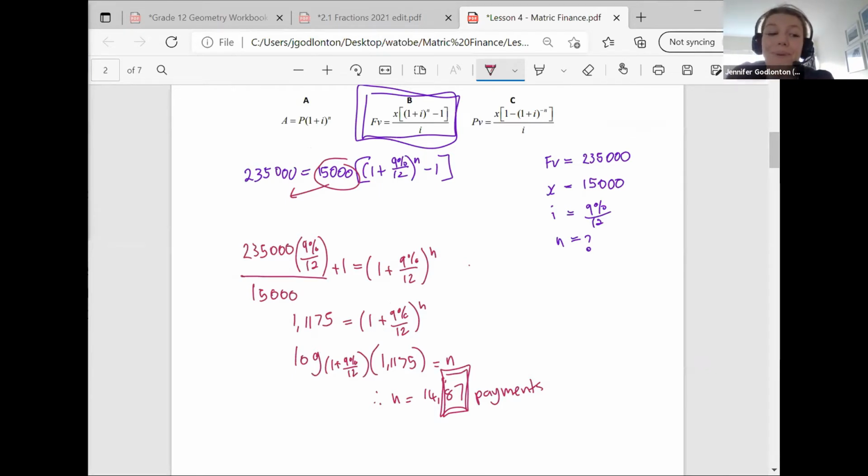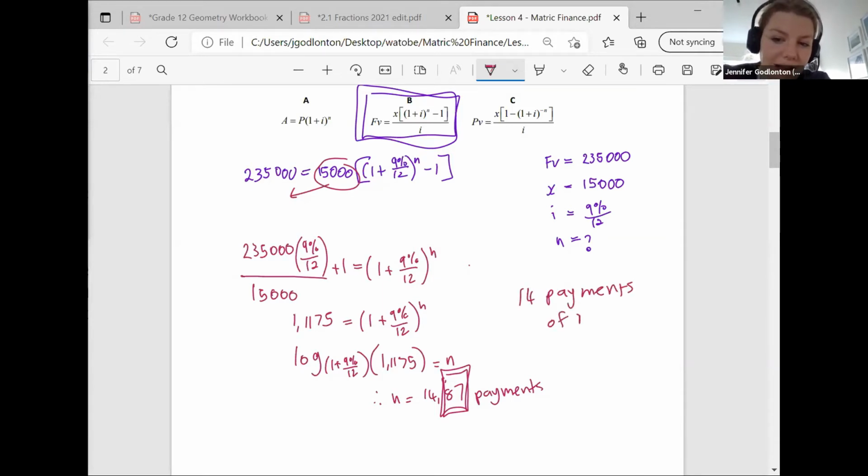Ma'am, is it like, let's say, if the person has 14 whole payments, then due to the interest and stuff, there's a certain amount that doesn't make the full payment of that month? That's exactly what it is. That's perfect. Well done.